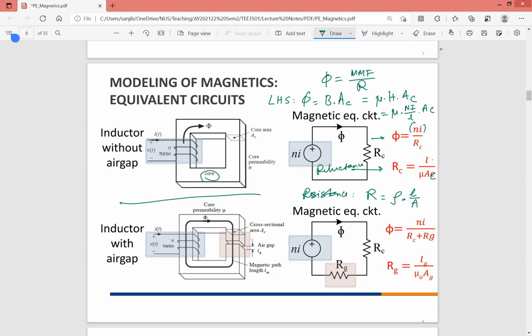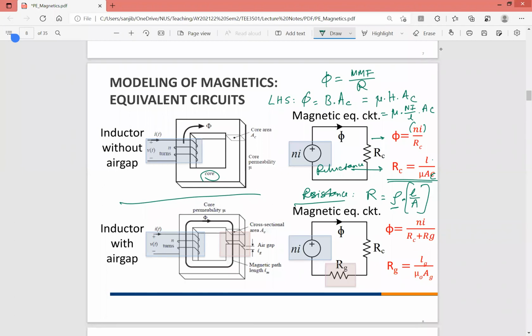In other words, for a resistance, if the resistivity is higher, then the resistance will be more. So this is the size of the conductor, right? However, if you look at the reluctance formula, permeability comes in the denominator. So if you have a material with higher permeability, then the reluctance will be lesser, right? So that's basically the relationship between electrical circuit and magnetic circuit.